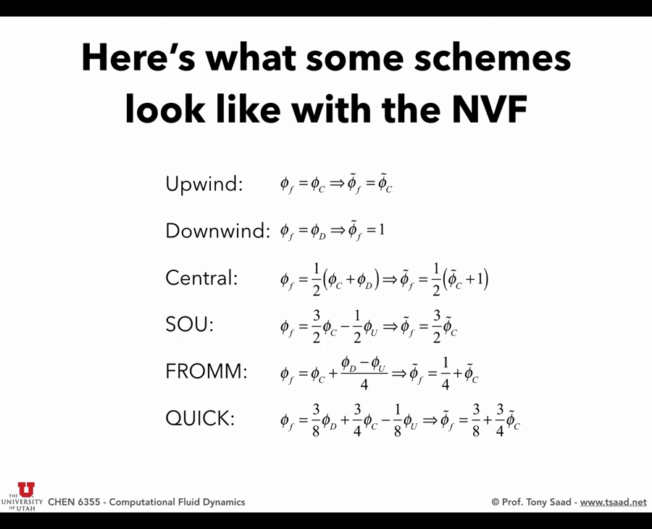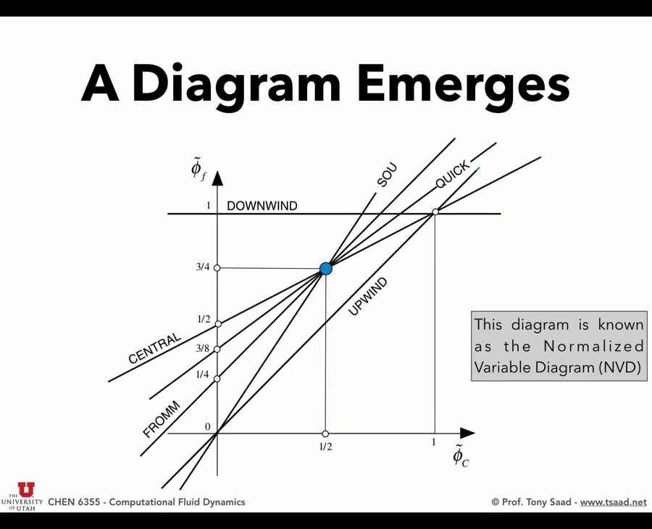what do we do next? As I tell my numerical methods students, once you have an equation like y equal f of x, what is the first thing you do? You plot it. You plot the hell out of it. Okay? So now let's plot all of these. What is our diagram going to look like? What's on the x-axis? Phi tilde c. And what's on the y-axis? Phi tilde f. Okay? Lo and behold, what's called the normalized variable diagram.